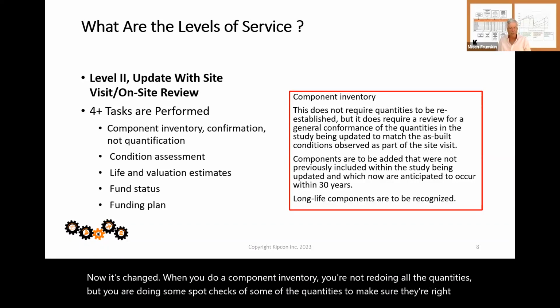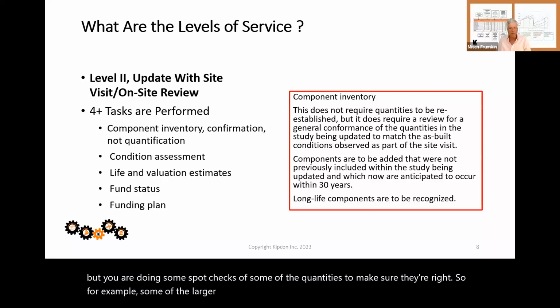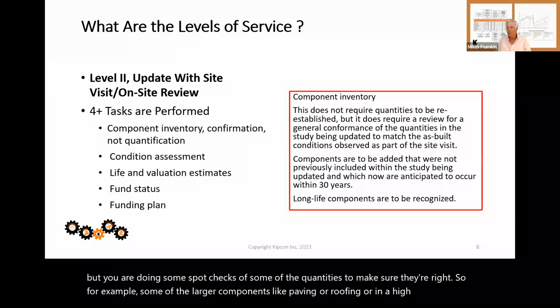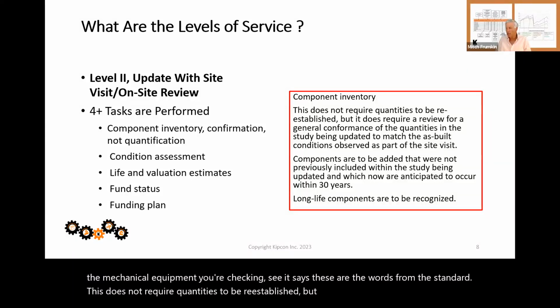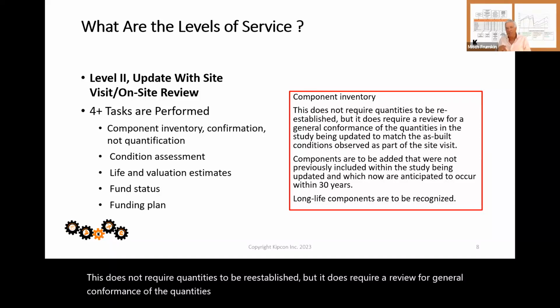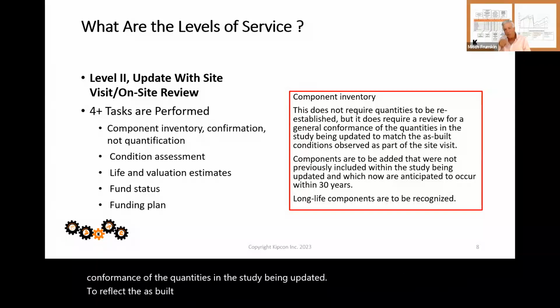So for example, some of the larger components like paving or roofing, or in a high rise, maybe the mechanical equipment, you're checking. These are the words from the standard: this does not require quantities to be reestablished, but it does require a review for general conformance of the quantities in the study being updated to reflect the as-built conditions. Before, like I said, you just took it for granted that they were right. Now you've got to double check a few of them.